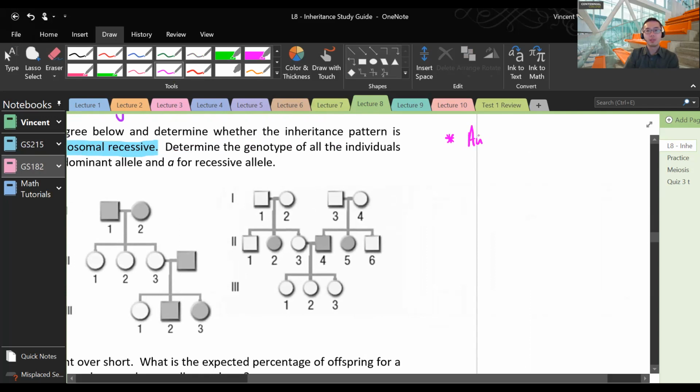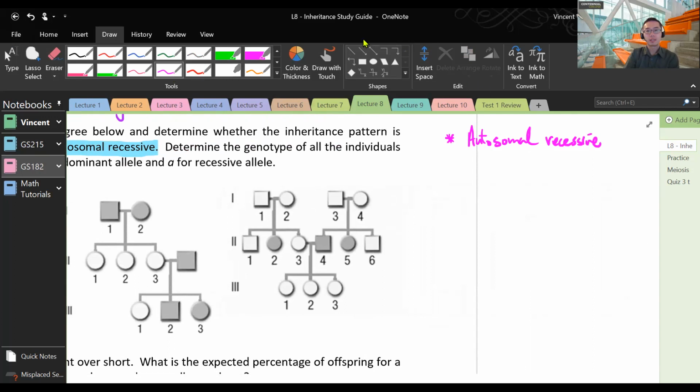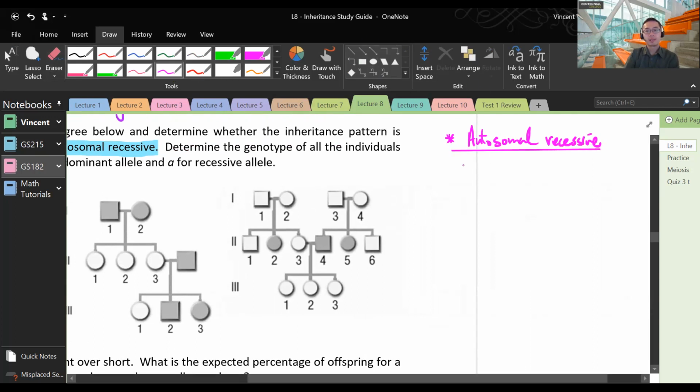Okay, so autosomal recessive: 2 parents without the trait have a child, we don't know if it's a boy or girl, so a child, with the trait. Okay. So how is that possible?